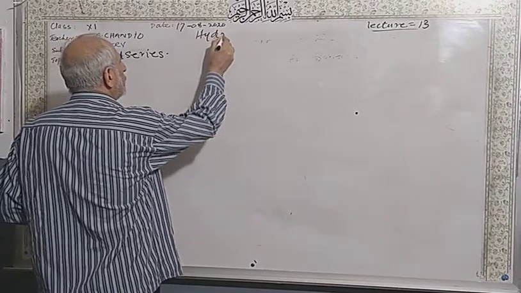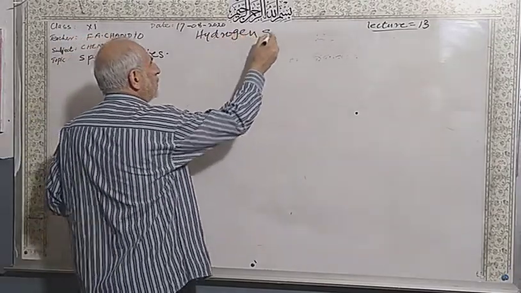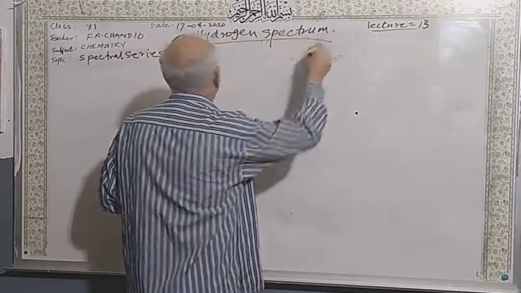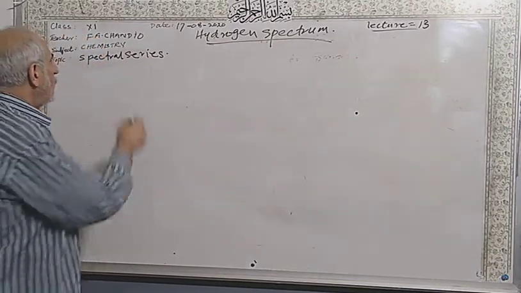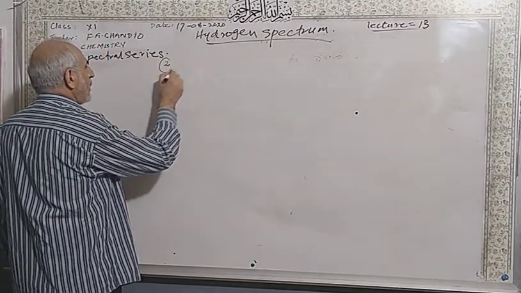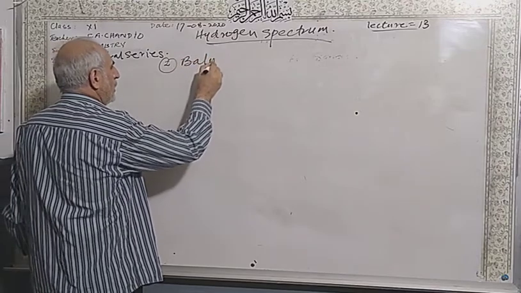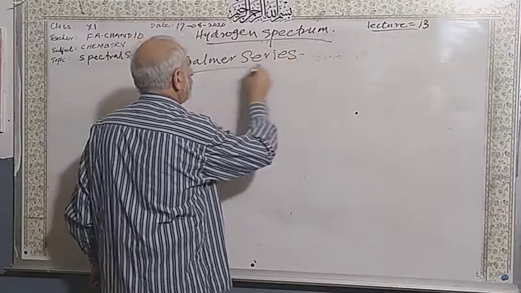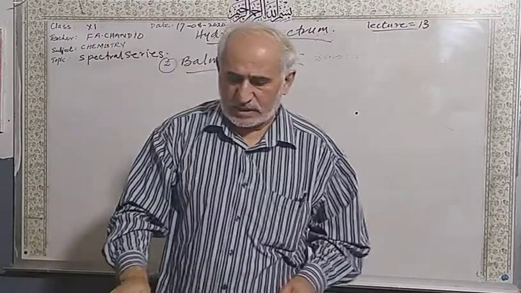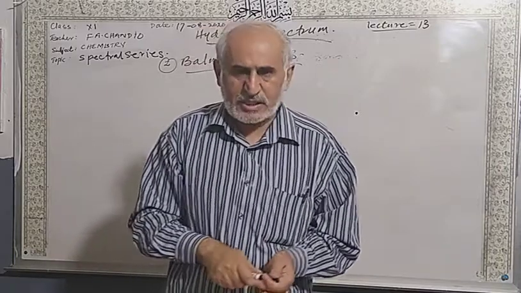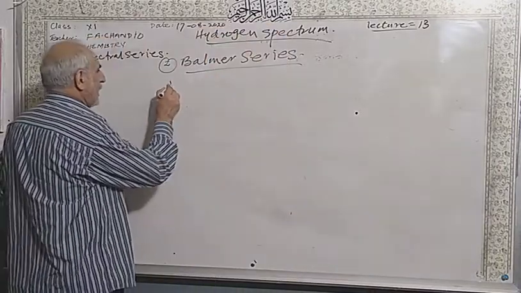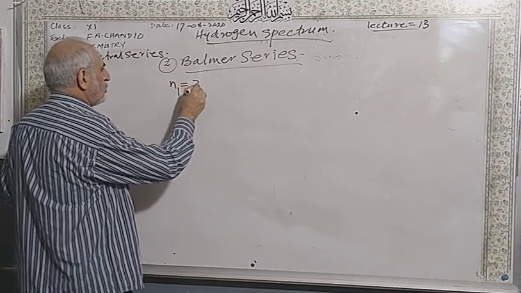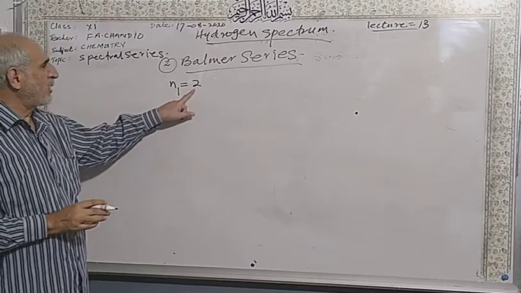Hydrogen spectrum. Number 2 is the Balmer series. Now this Balmer series, the first line, n1 must be equal to 2.